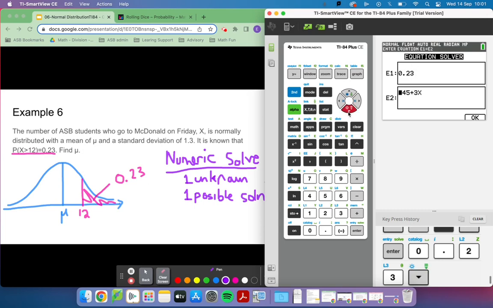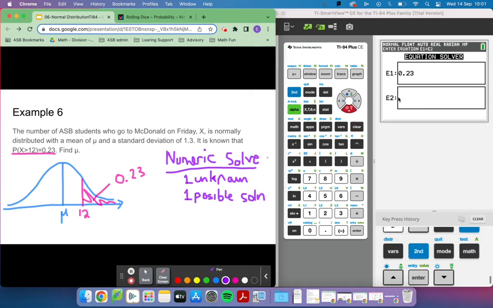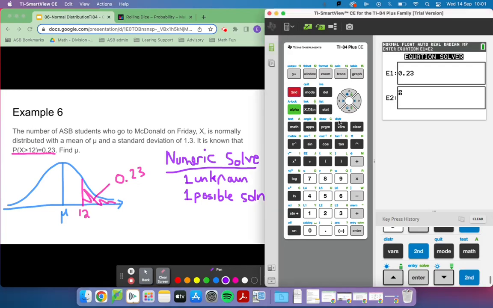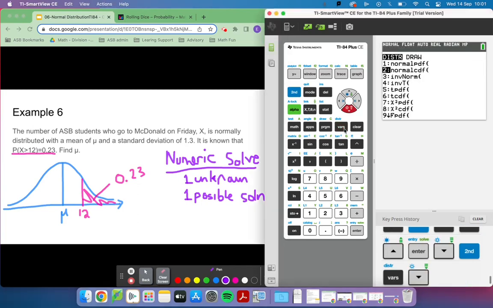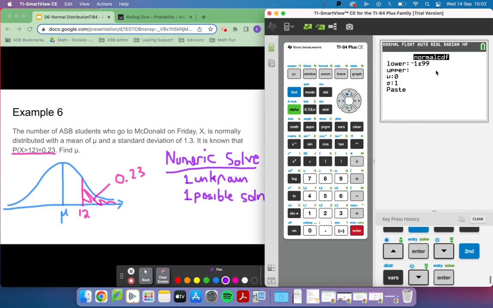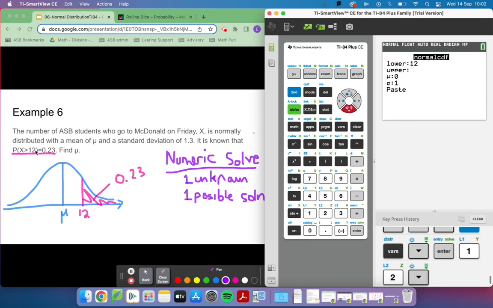Okay, well, let's go to the next one. How do I input here the probability that x is bigger than 12? So you're going to go into your second equation and you're going to go second function, distribution. And if we're wanting to get a probability answer, we need to use normal CDF. So probability answer, normal CDF. Well, the probability that x is bigger than 12, our lower bound is 12, and our upper bound is a really, really big number. So we have something like 10 to the power of 99. Always remember to close your brackets.